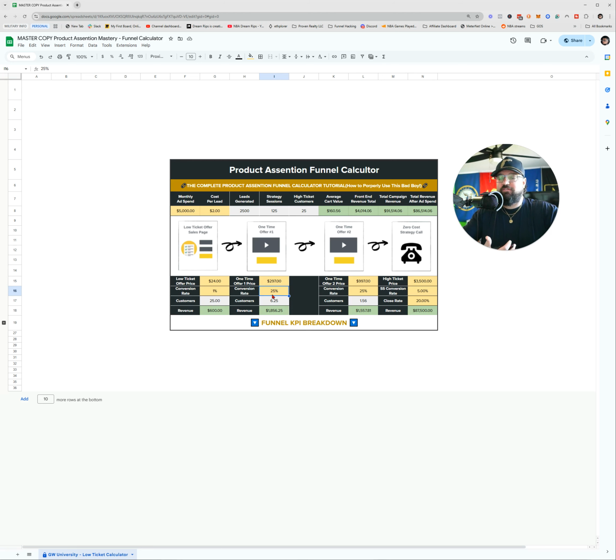You're looking for a 25% conversion rate as a standard, but we all know we can't be the best at all of our funnels, and let's be fair. Let's say we're only getting a 10% conversion rate. That's only 2.5 customers. That still yields $247, which is pretty awesome still.